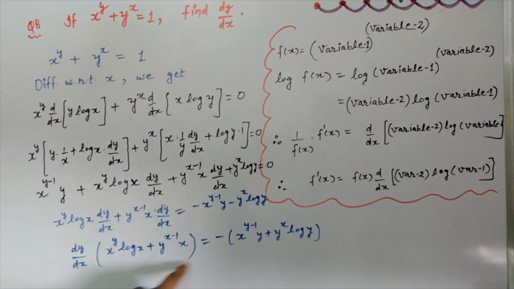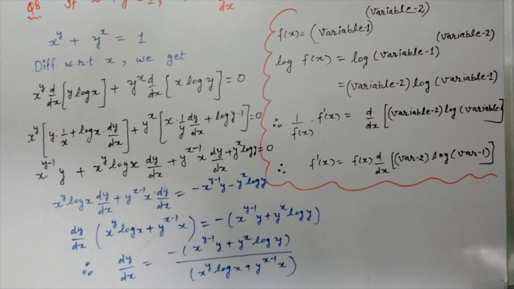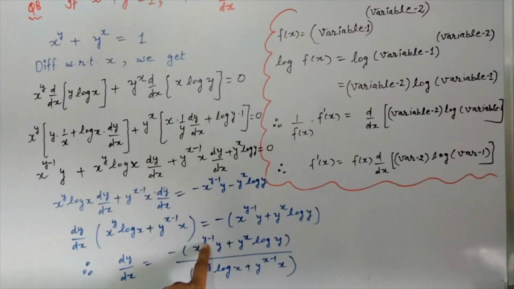Now what we do, this whole term will be divided here at right hand side this way. So we find dy upon dx. This is the required result: dy upon dx is minus x raised to power y minus 1 into y plus y raised to power x into log of y, divided by this whole term.